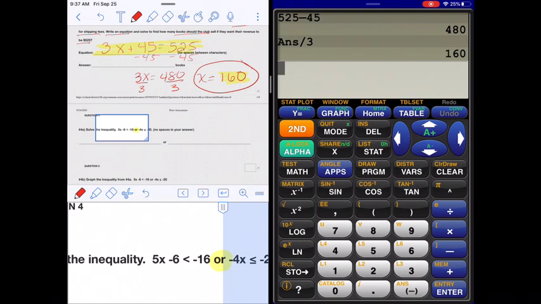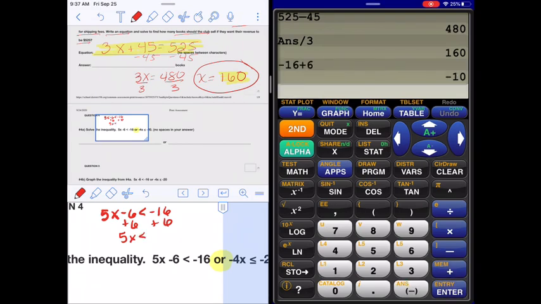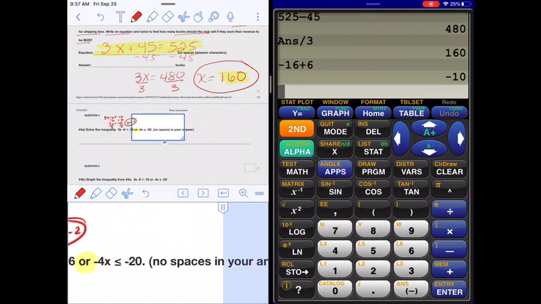So I get 5x minus 6 is less than -16. I'm going to add my 6 to both sides like this. So I get 5x is less than -16 plus 6 equals -10. Divide both sides by 5, and I get x is less than -2. So that's one of my answers here.